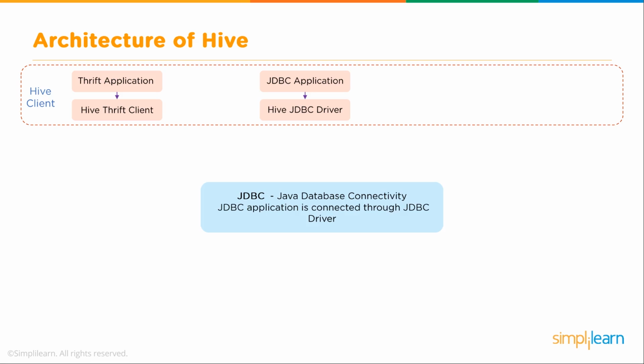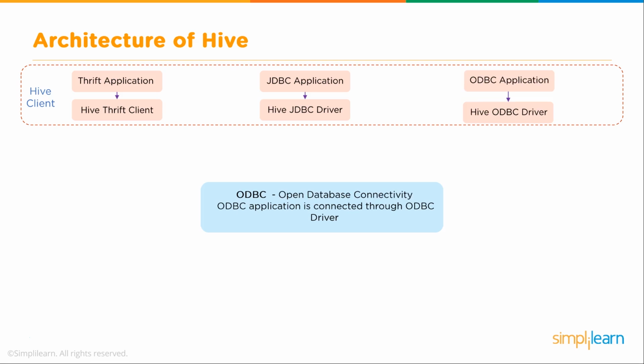And then we have our JDBC application and the Hive JDBC driver. JDBC, Java Database Connectivity. JDBC application is connected through the JDBC driver. And then you have the ODBC application, or the Hive ODBC driver. The ODBC, or Open Database Connectivity, application is connected through the ODBC driver. With the growing development of all of our different scripting languages, Python, C++, Spark, Java, you can find just about any connection in any of the main scripting languages.